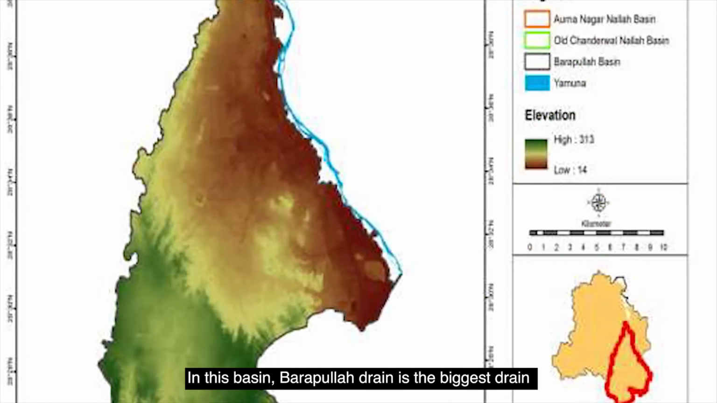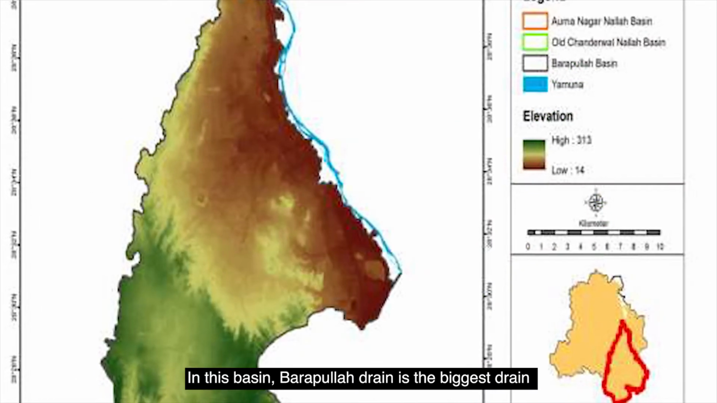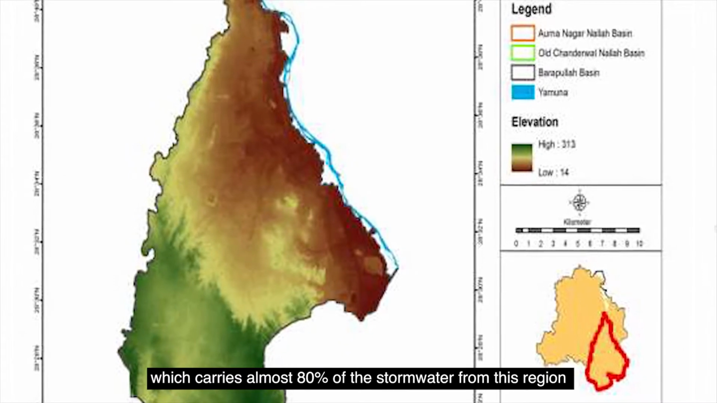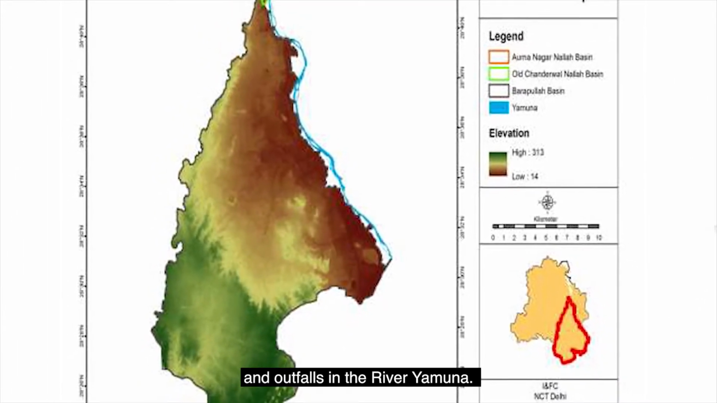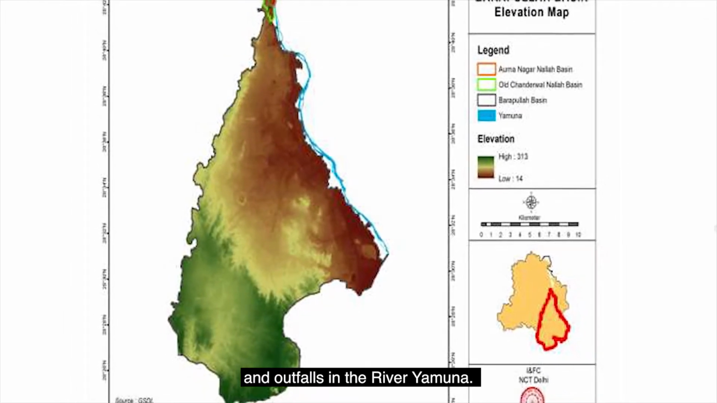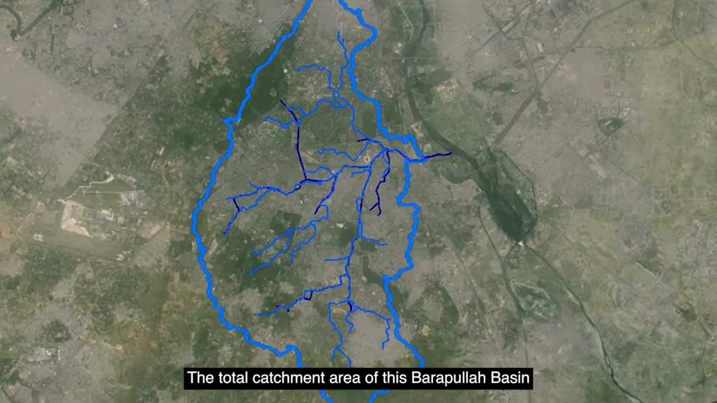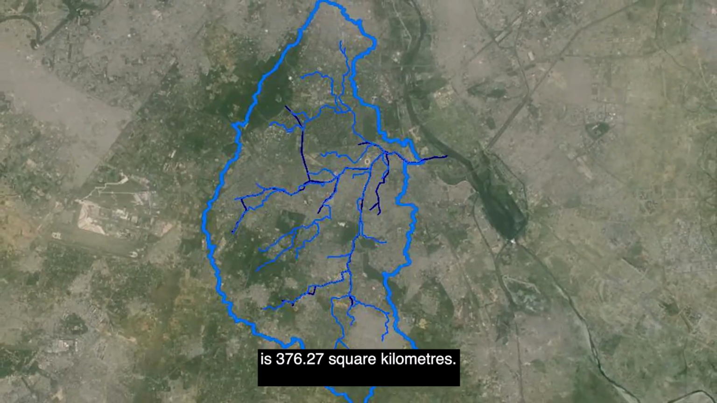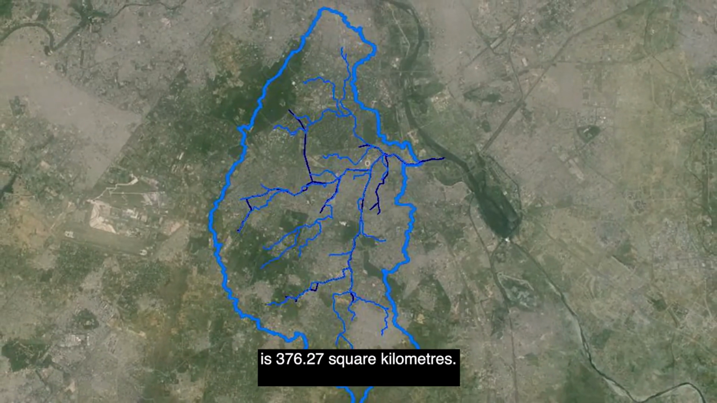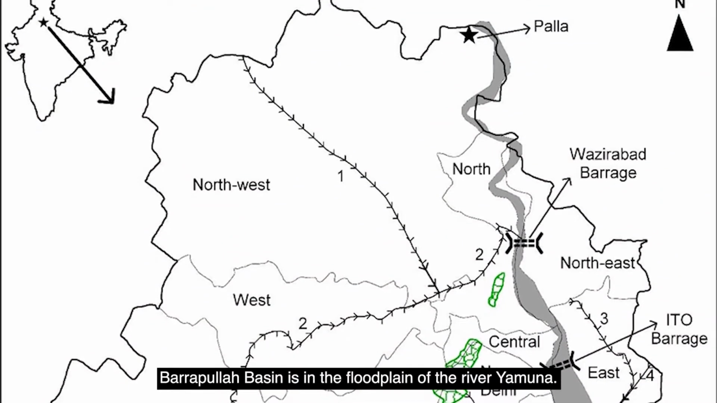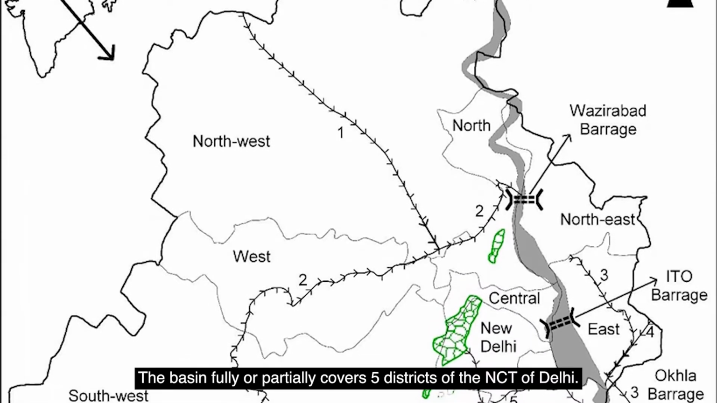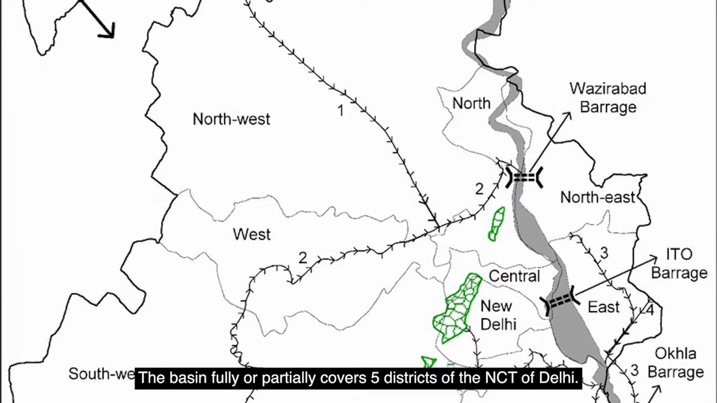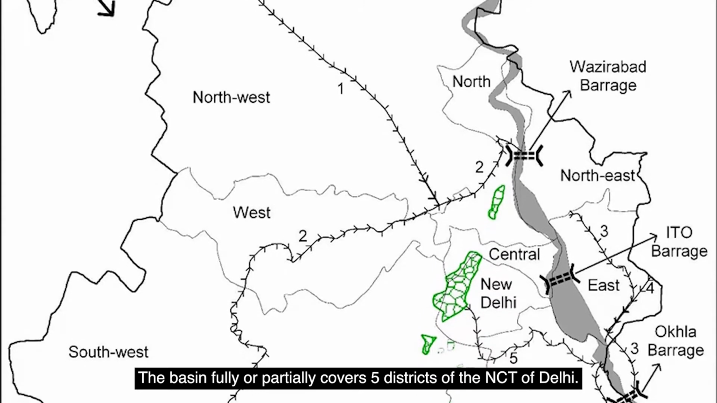The areas in this basin are completely urbanized. In this basin, Barapullah drain is the biggest drain which carries almost 80% of the storm water from this region and outfalls into River Yamuna. The total catchment area of this Barapullah Basin is 376.27 square kilometer. Barapullah Basin is in the floodplain of River Yamuna. The basin fully or partially covers 5 districts of NCT of Delhi.